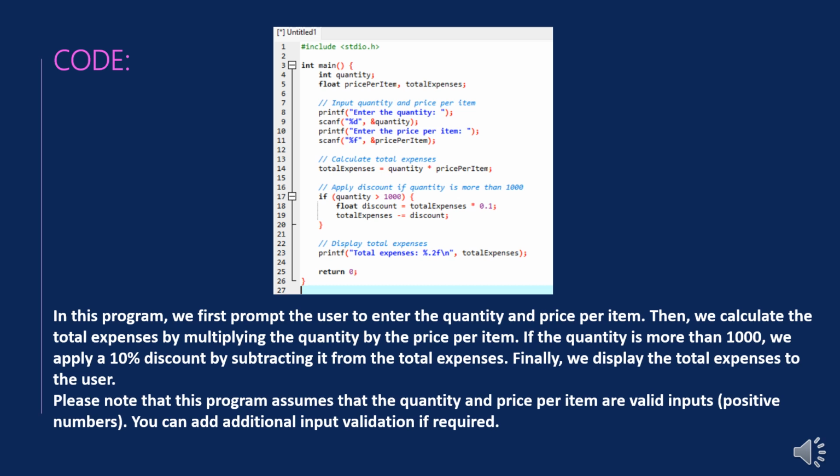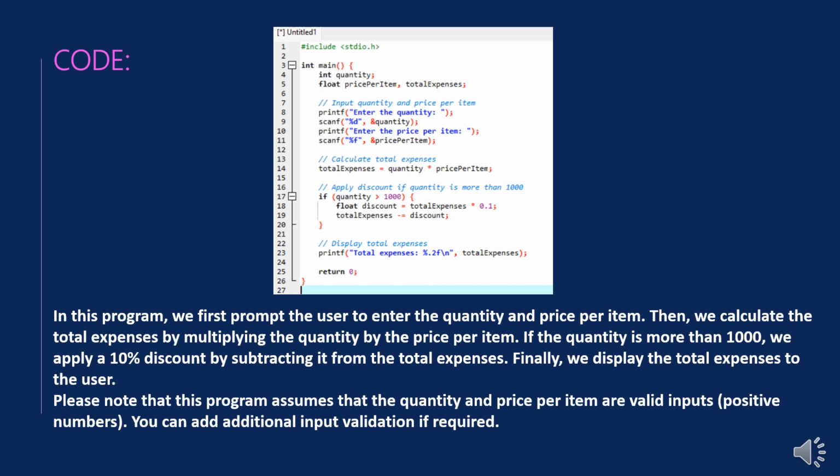So here the code goes on. As shown in the above picture, we first prompt the user to enter the quantity and price per item. Then we calculate the total expenses by multiplying the quantity by the price per item. If the quantity is more than 1000, we apply a 10% discount by subtracting it from the total expenses. We finally display the total expenses to the user.